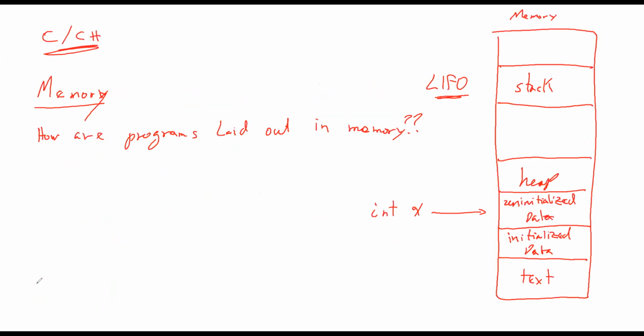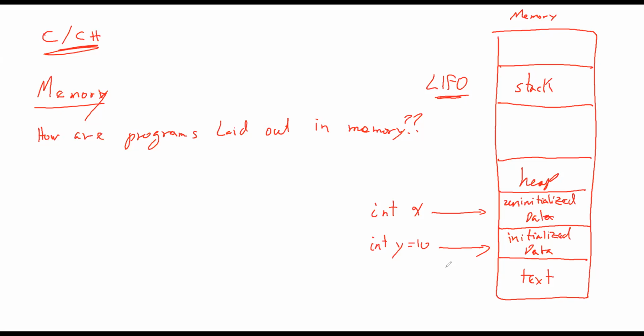Yes. Okay, excellent. So then if I have another one, for instance, int y equal 10, that one would go to initialized data because this one was initialized. And so it's more efficient to put it there.